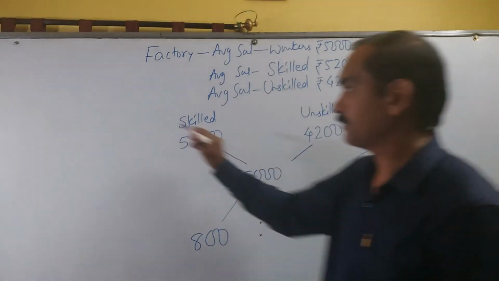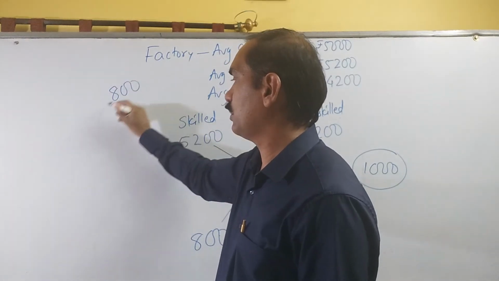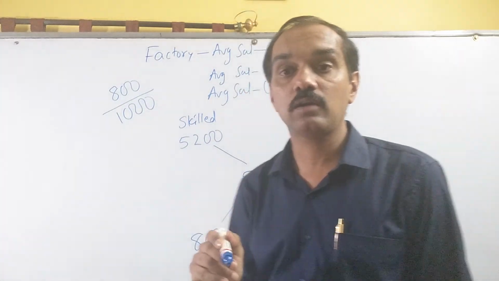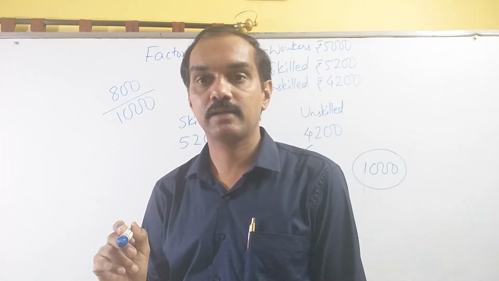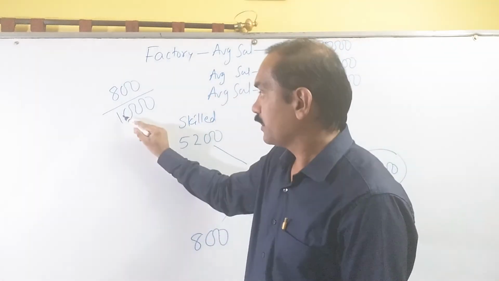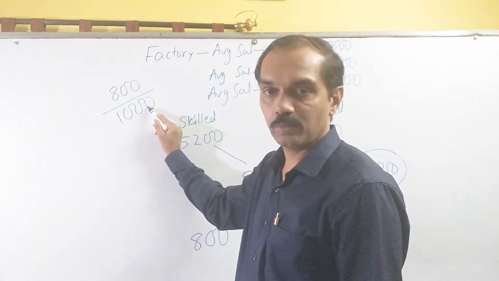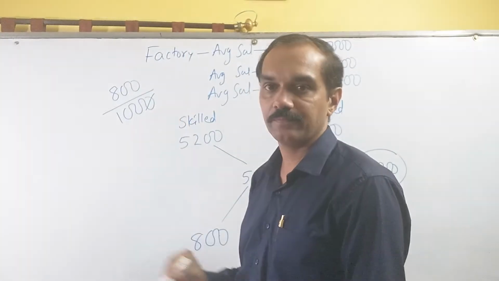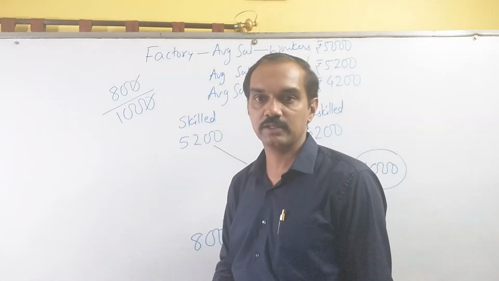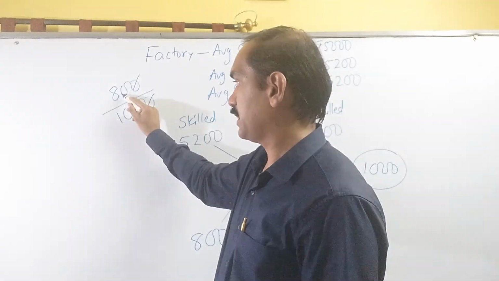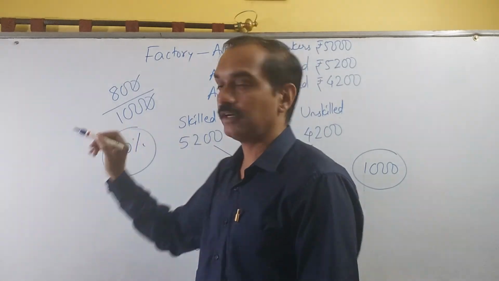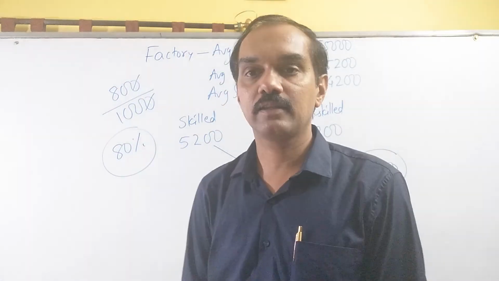This is how we can write. See here, 800 are skilled workers out of every 1,000 workers. But we want percent. Percent means per 100. Cent means century, per 100. Out of every 100 workers. If you want this to be 100, you will have to cancel one 0. And if you cancel one 0 in the denominator, you will have to cancel one 0 in the numerator as well. So this became 80 per 100, 80%. So 80% of workers are skilled in the factory.